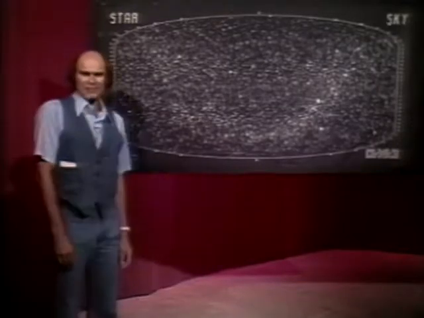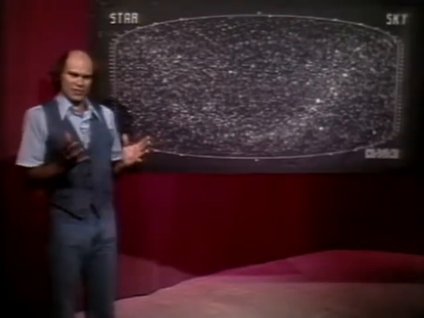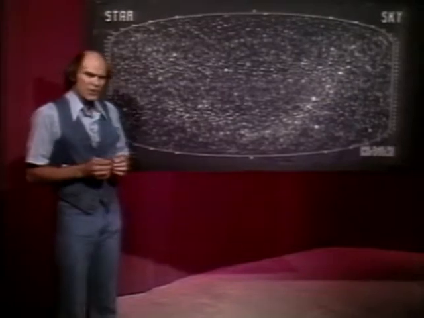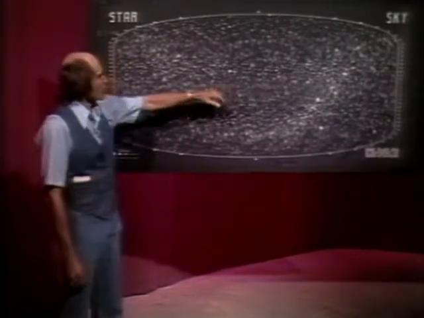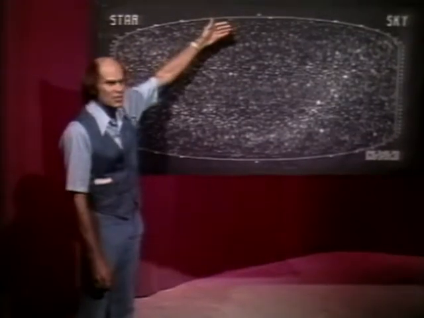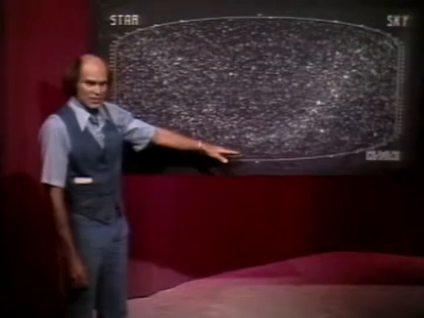Think of the skies above us as a gigantic sphere that surrounds the Earth. Celestial sphere coordinates are based on the Earth's equator extending into the sky. Directly over the Earth's equator is the celestial equator. Directly over the North Pole is the North Celestial Pole. Directly over the South Pole, the South Celestial Pole.